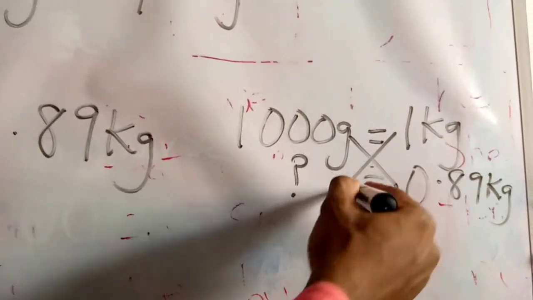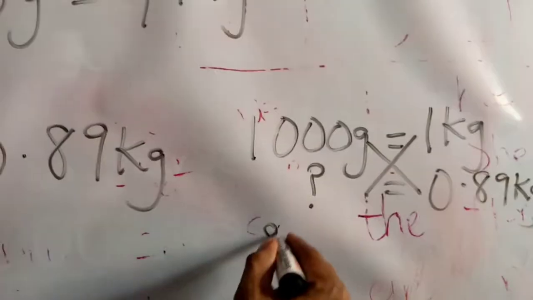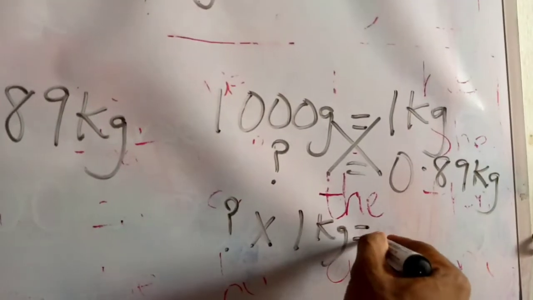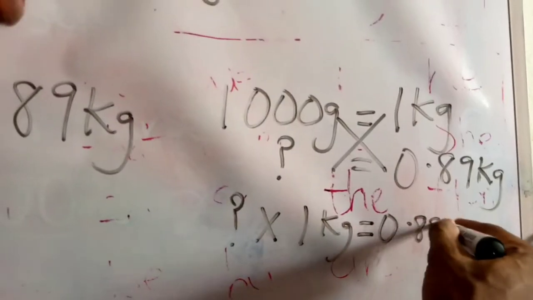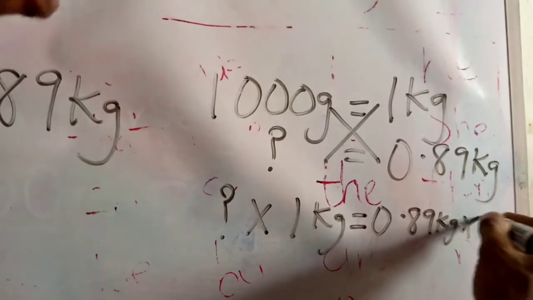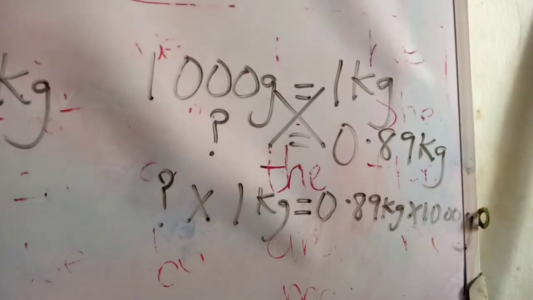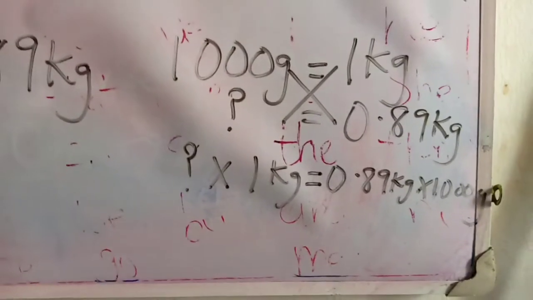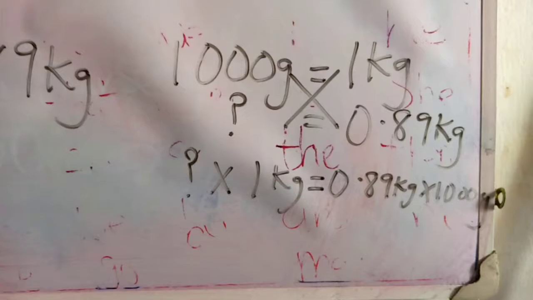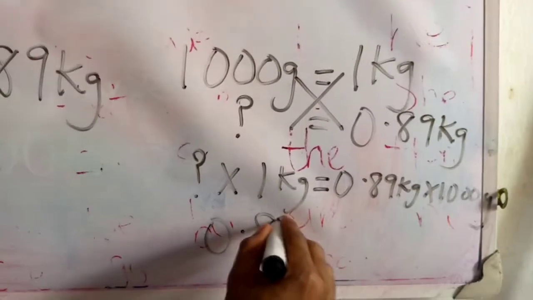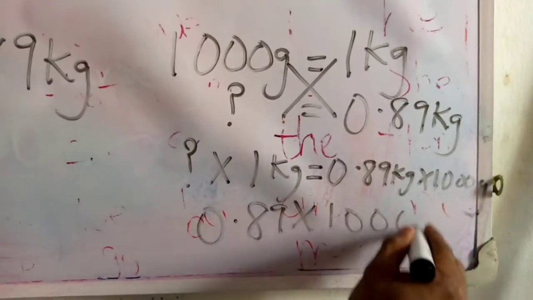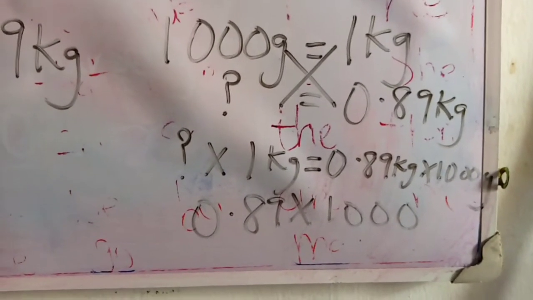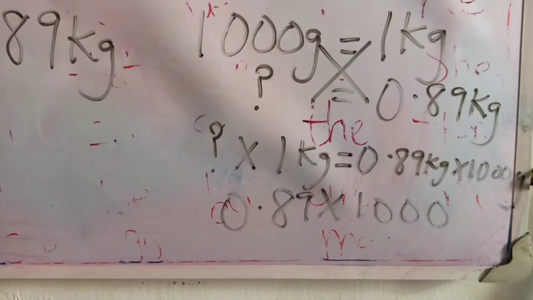We say that we cross multiply. So unknown times 1 kilogram is equal to 0.89 kg times 1,000 gram. Now we multiply it with your multiplication table, you will know that when you multiply 0.89 times 1000, we have two ways of doing this. Either your multiplication, you use your table form, or you use your counting form to do that.